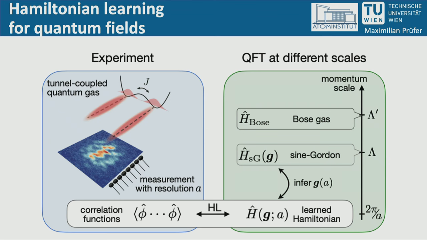Okay, so on the other side, you perform your experiment. We do interference measurements here. Details do not matter so much at the moment, with a certain scale A, and calculate the correlation functions. And by mapping the correlation functions to the constraints, we can learn this effective Sine-Gordon Hamiltonian. Okay, this is the workflow that we were performing.